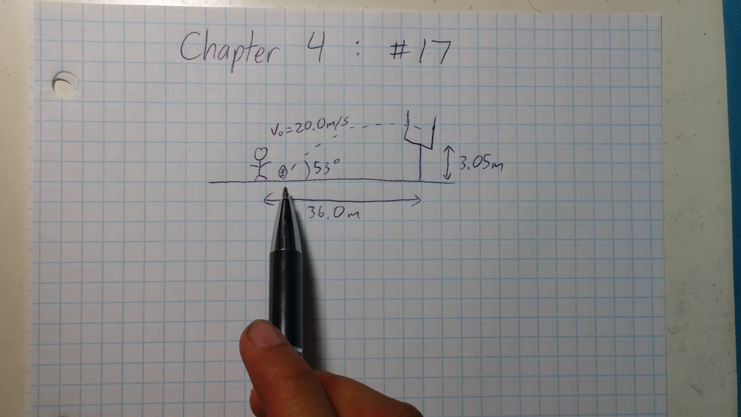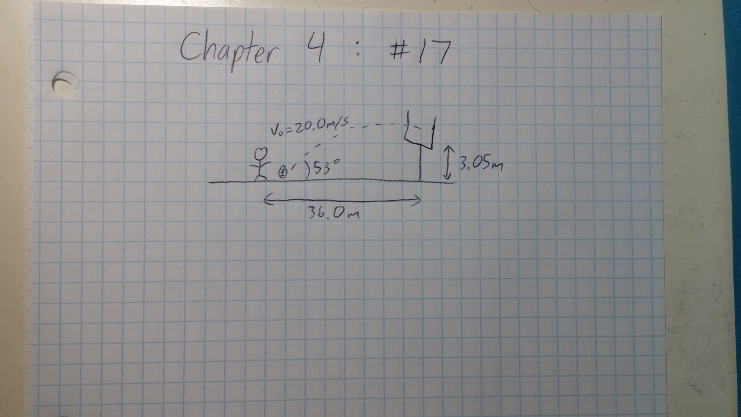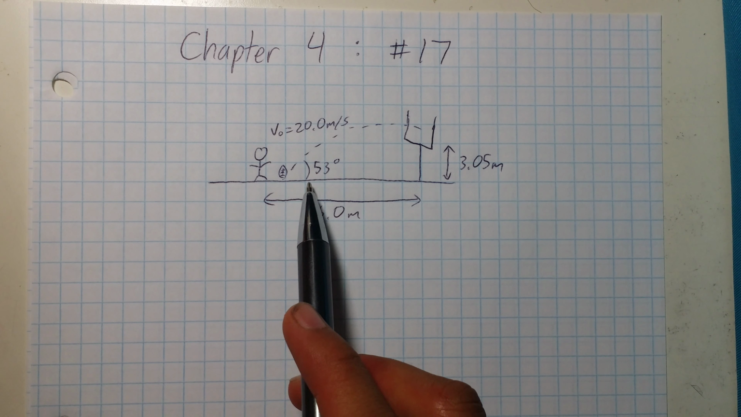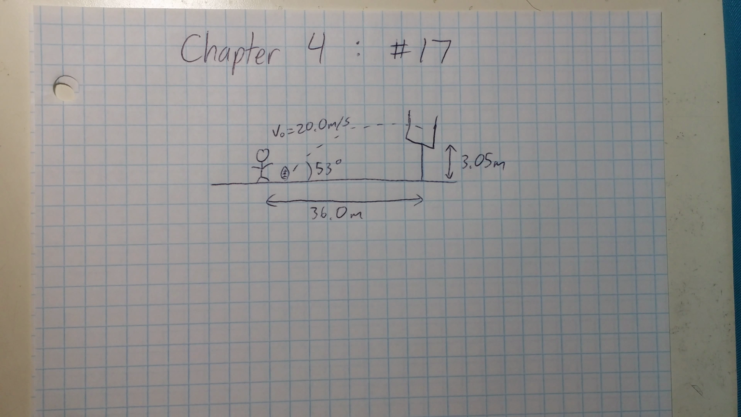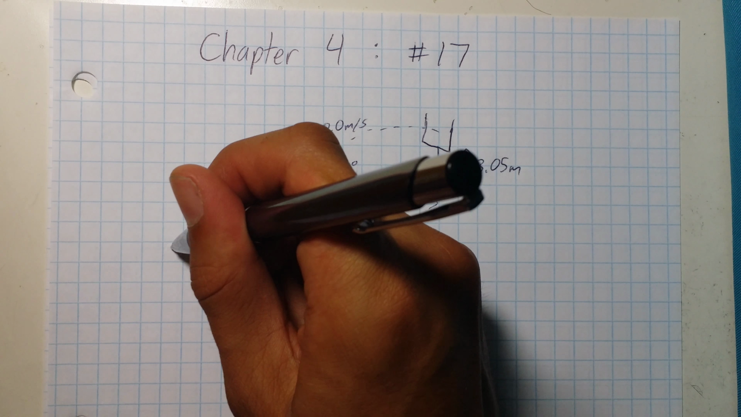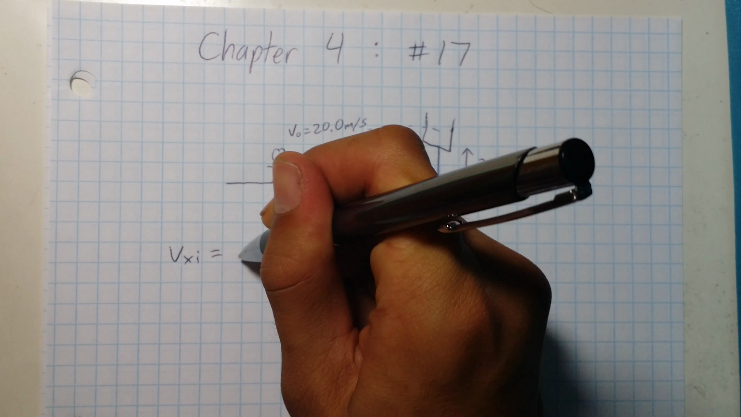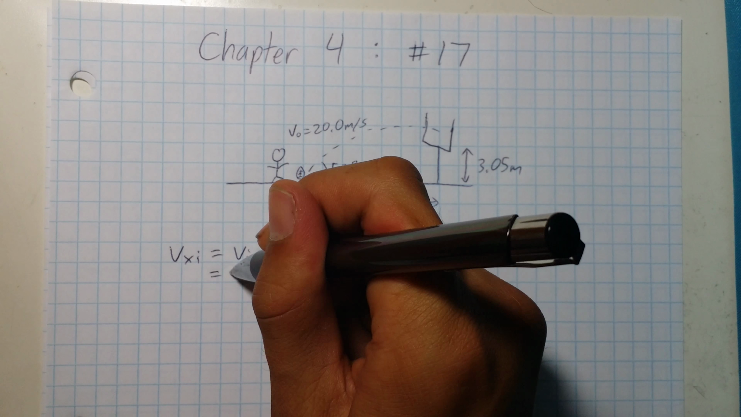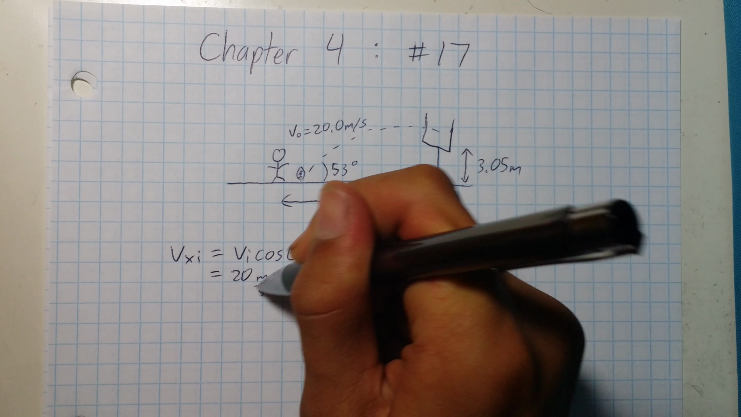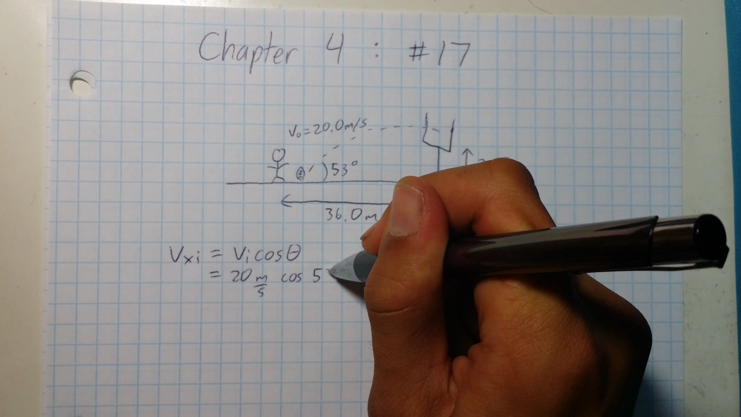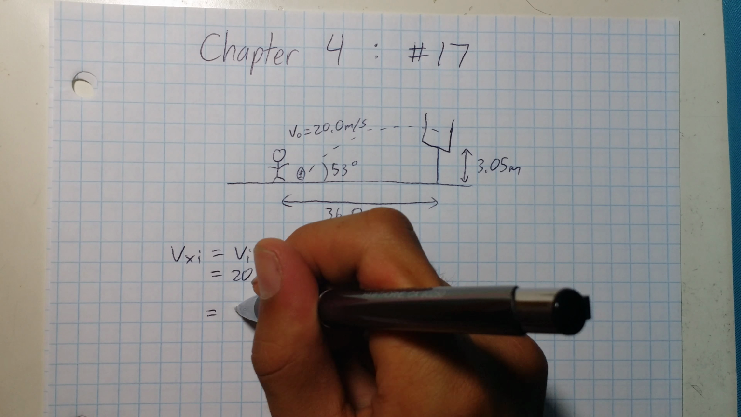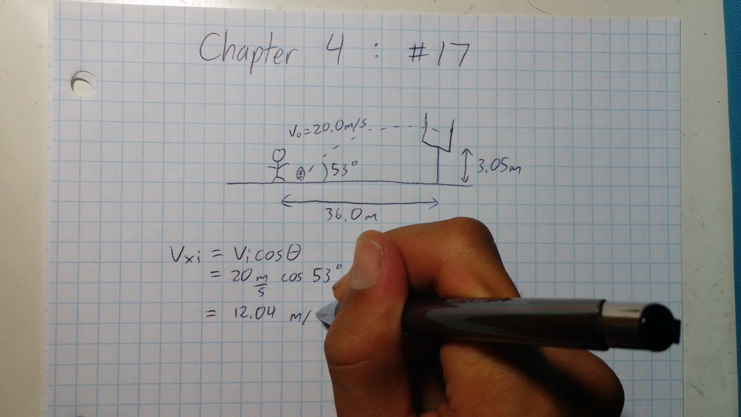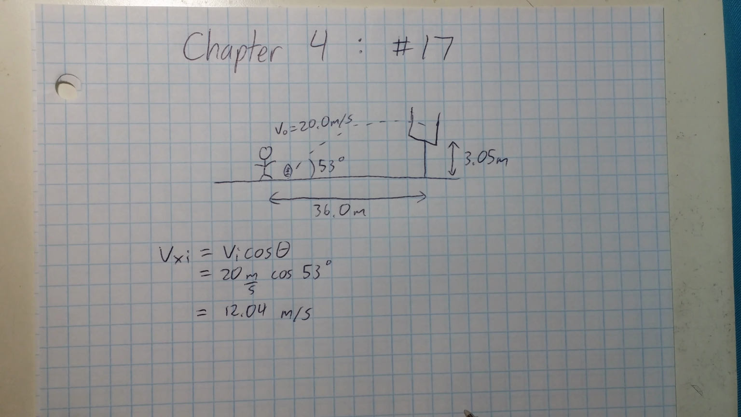Now, we can see here that this is a projectile motion question, and that means we are going to have to deal with both the x component and the y component, which we will handle separately. So starting with the x component, we can find the velocity in the x direction using this formula. We know that the initial velocity is 20 meters per second, and the angle is 53 degrees. Solve that and we get 12.04 meters per second as our velocity in the x direction.